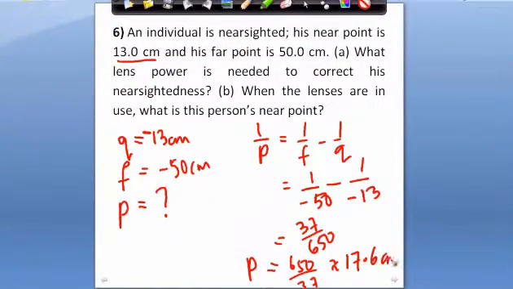which is approximately equal to 17.6 centimeters. What this 17.6 centimeters means is, if you want to look at a close object, this person can bring the object only as close as 17.6 centimeters away from his eyes. If he brings the object any closer, then the image of that object will become blurry.